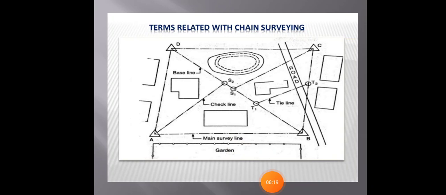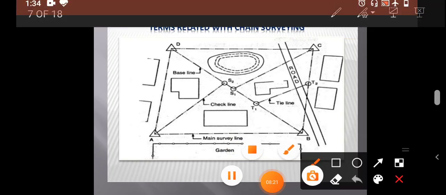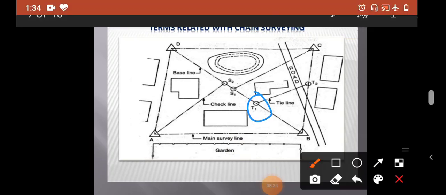In this image, T1 and T2 are tie stations.